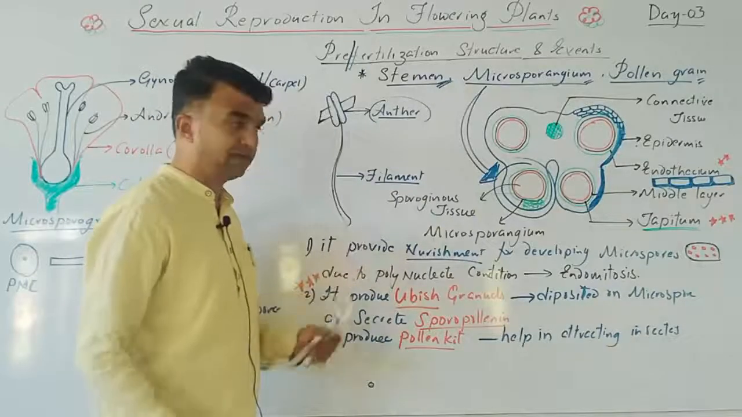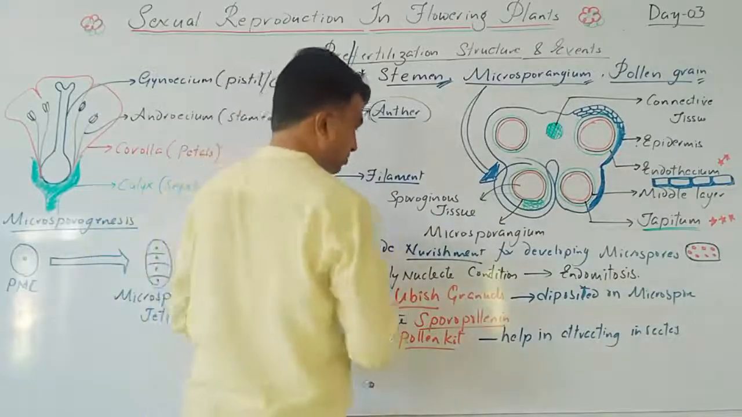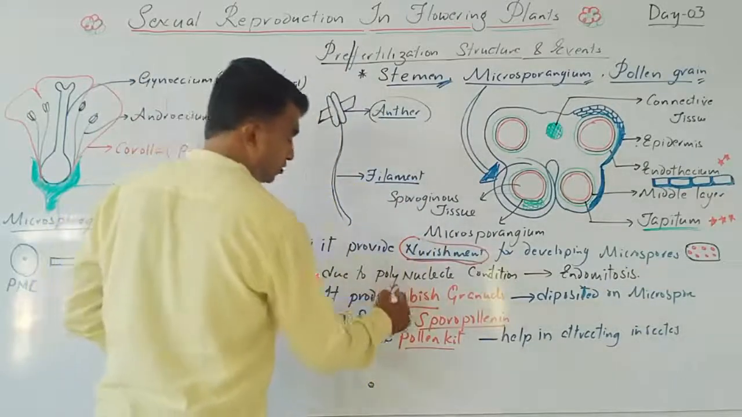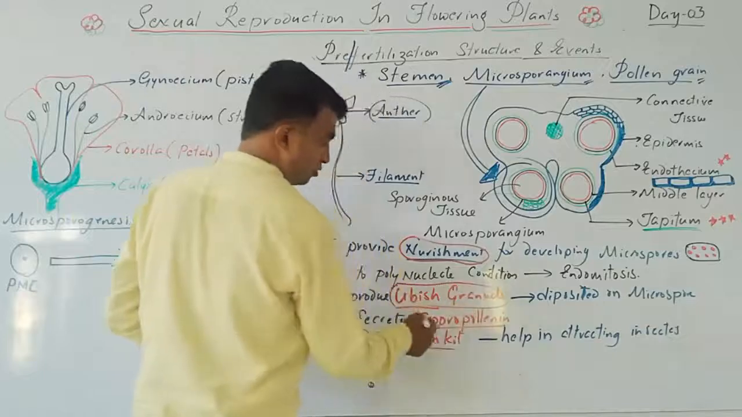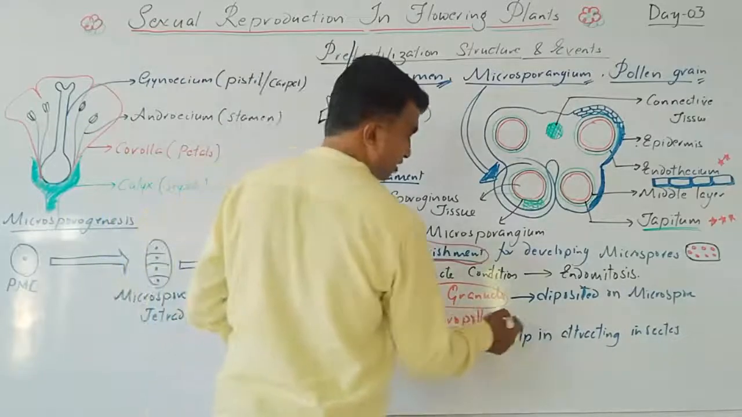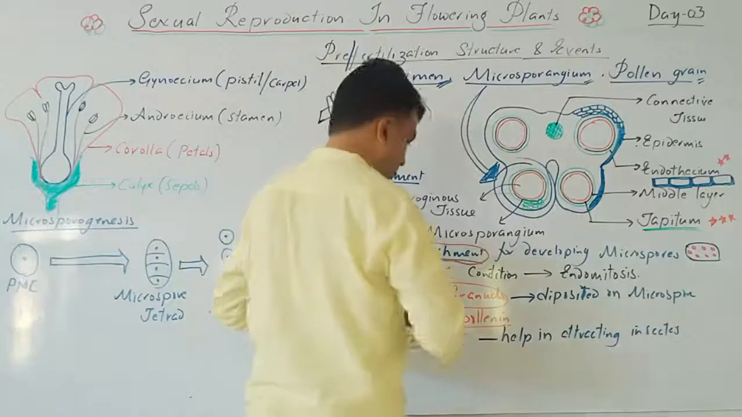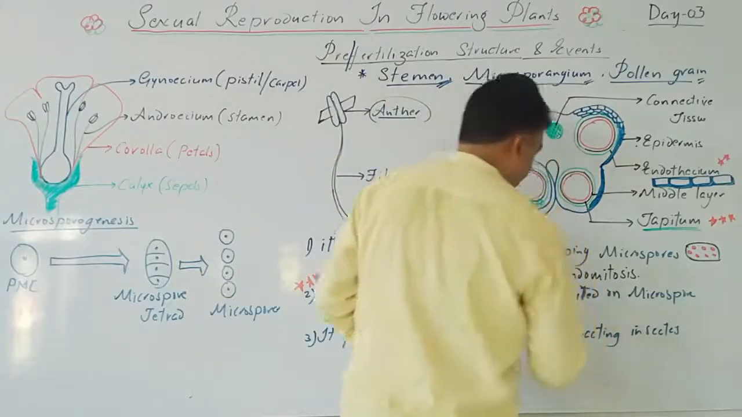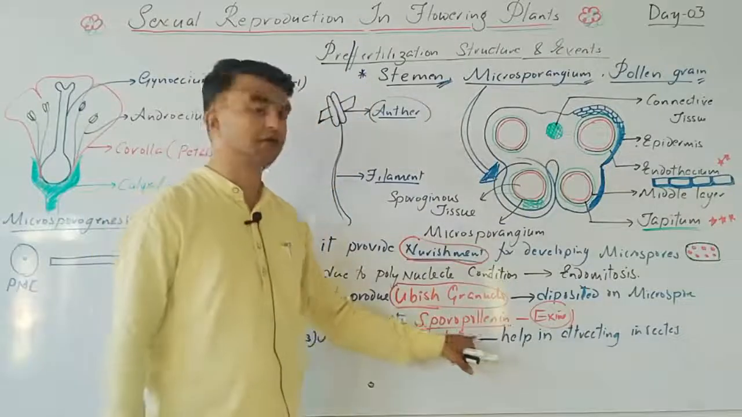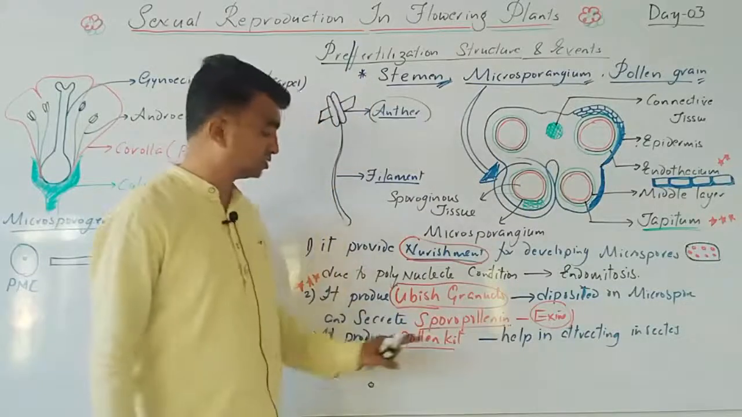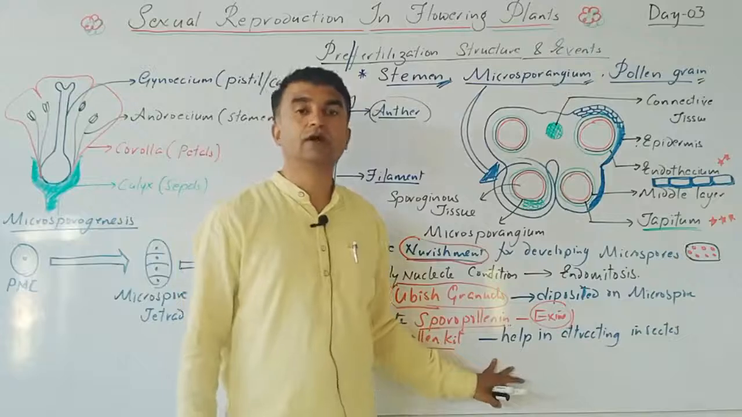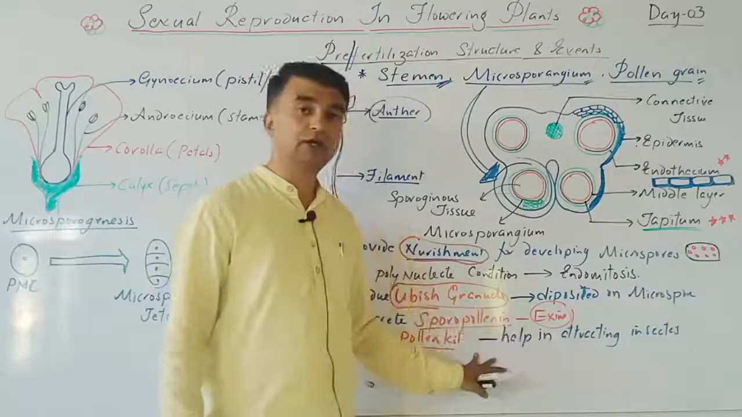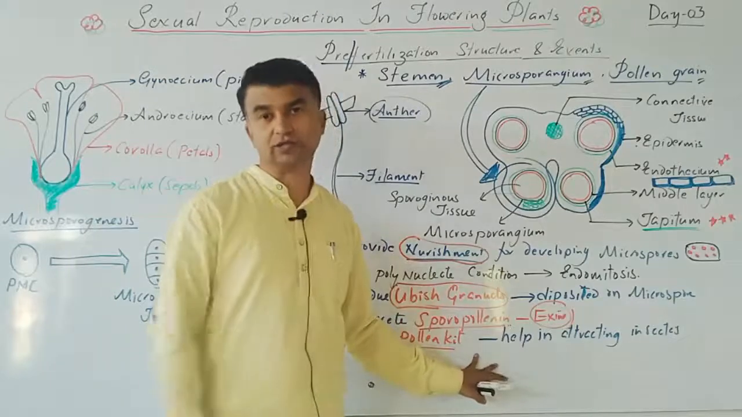So there are three functions. Nourishment is the first function, only due to the polynucleate condition. Ubisch granules are produced, and these Ubisch granules secrete the sporopollenin. This is the toughest material. The sporopollenin is present in the exine layer, and the exine pattern will be decided by the sporopollenin only. Next, it produces the pollen kit that helps in attracting insects in the entomophilous flower. This pollen kit also gives protection against UV radiations.